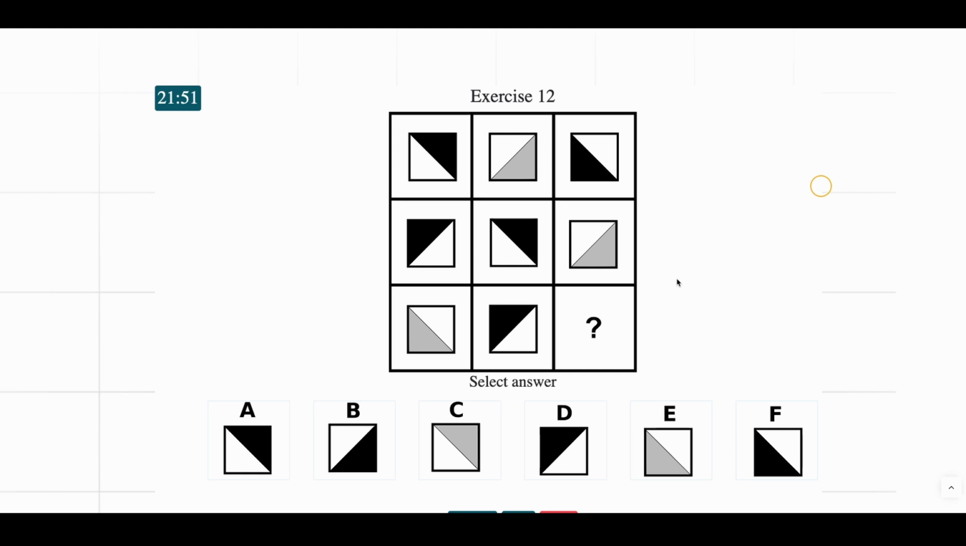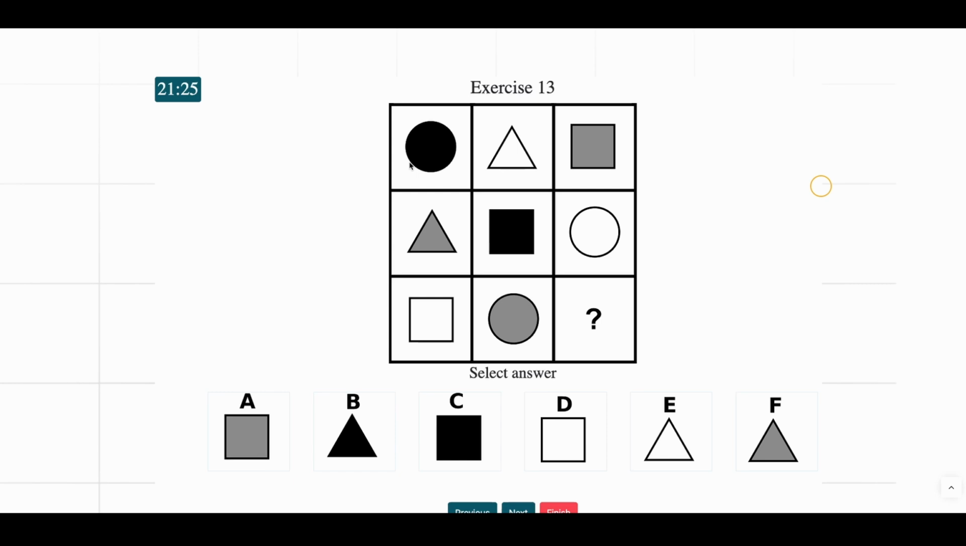Again, I think there's multiple ways to think about this one. The easiest way to think about it for me is for the rows, it rotates clockwise. Each row has 2 black and 1 gray. So here we're missing 1 black, and the order of rotating clockwise gives us answer A. For this one, each row has 3 different colors and 3 different shapes. The bottom row is missing black and a triangle, so the answer is a black triangle.